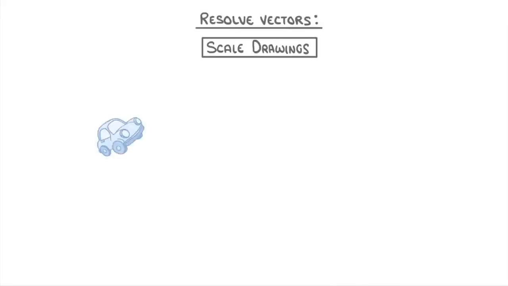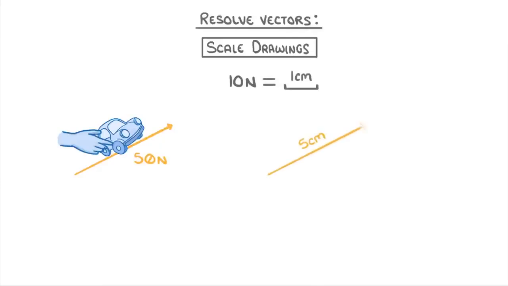Let's imagine that we have a toy car, and that we're exerting a force of 50 newtons on it to push it up the ramp. How do we resolve this force? Well, if we make our scale 10 newtons per centimeter, then we could represent the 50 newton force with a 5 centimeter line at the same angle as the ramp.